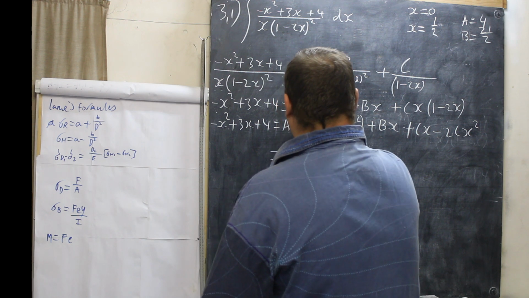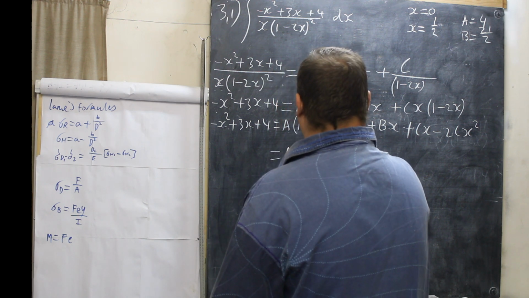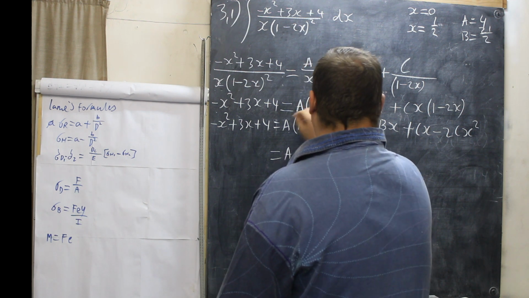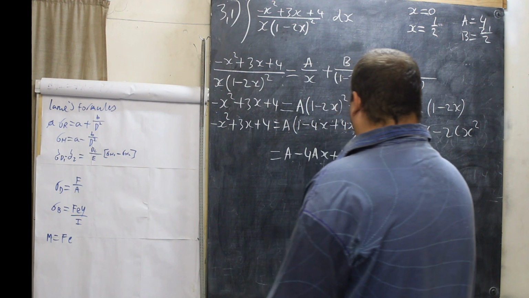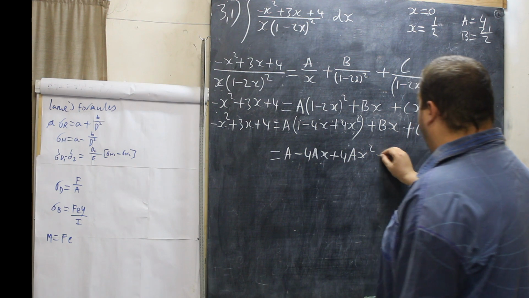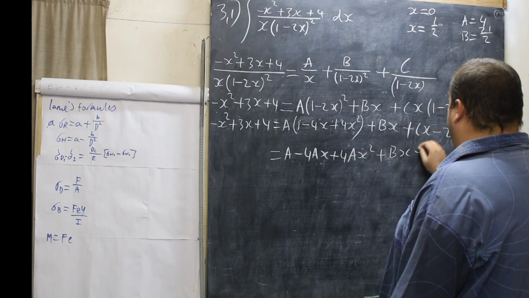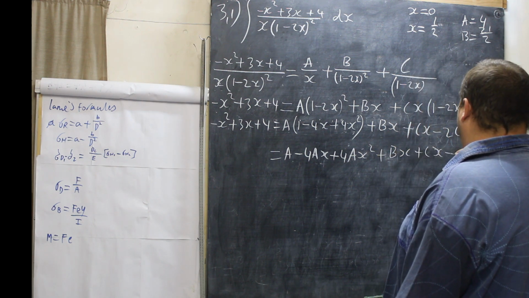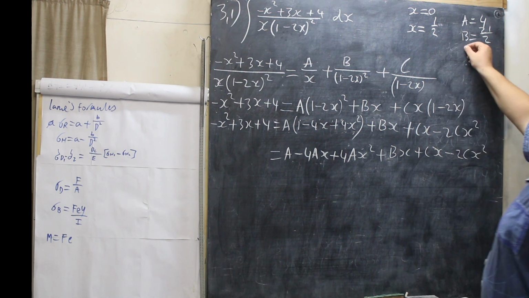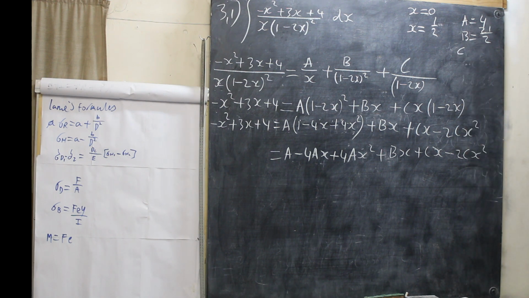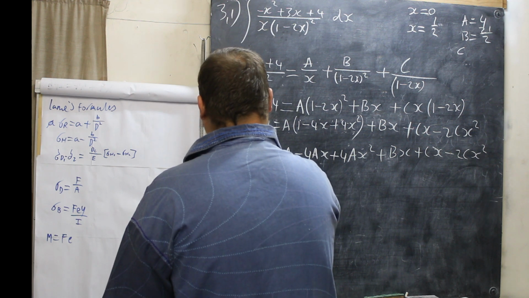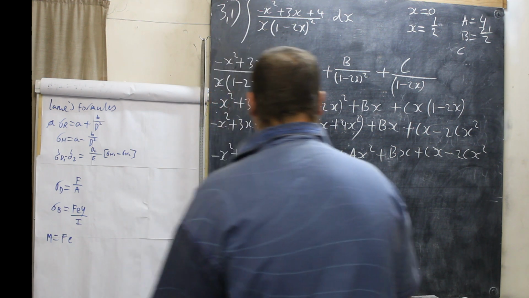Now what we're going to do is say A times 1 is A minus 4ax plus 4ax squared plus bx plus cx minus 2cx squared. So now we're looking for C, and this is how we'll find C. So minus x squared plus 3x plus 4.